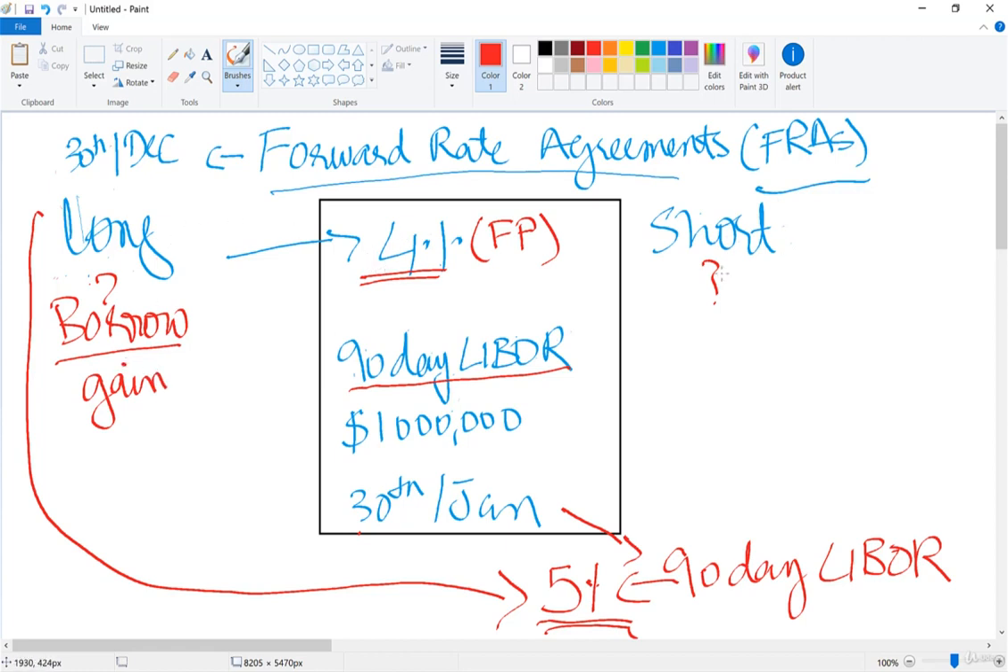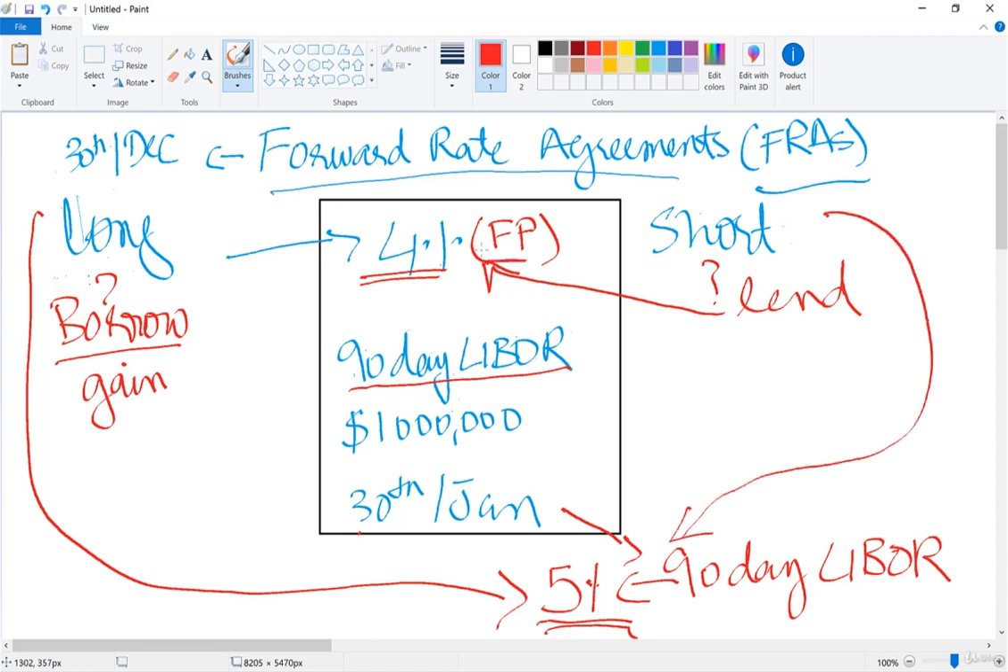And now see, short means the one who will be the lender. So here the short has an obligation to lend at 4% when the actual market interest rate turned out to be 5%. Now the short has to bear losses.